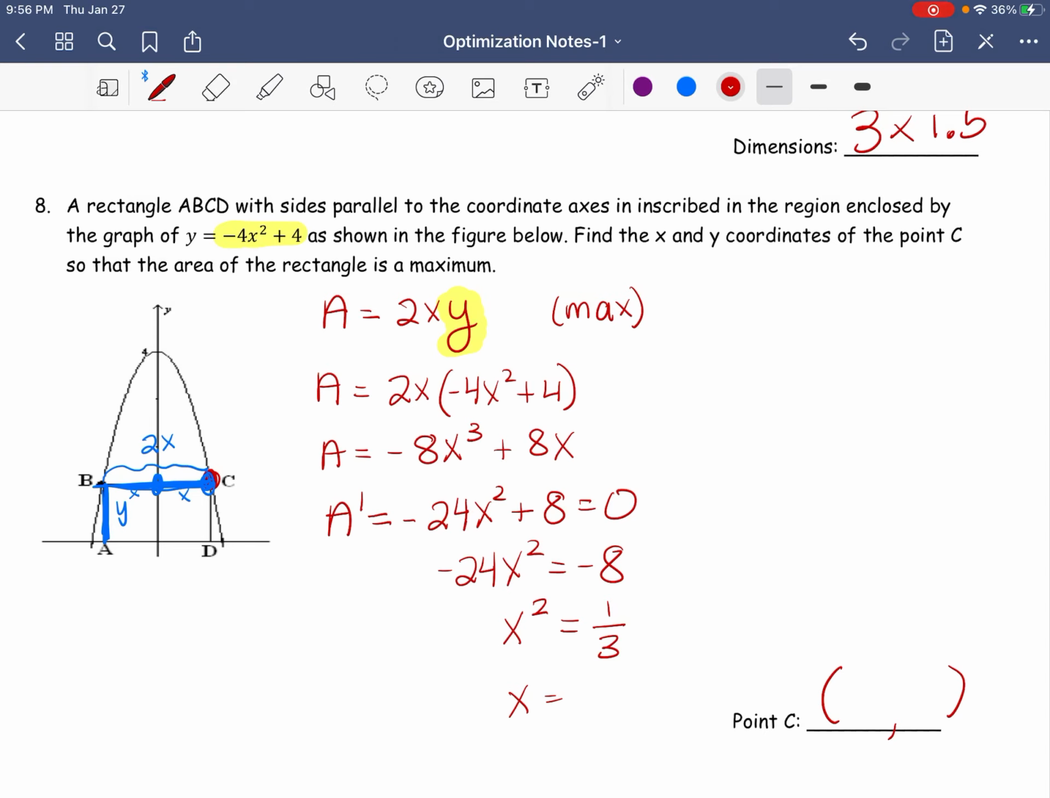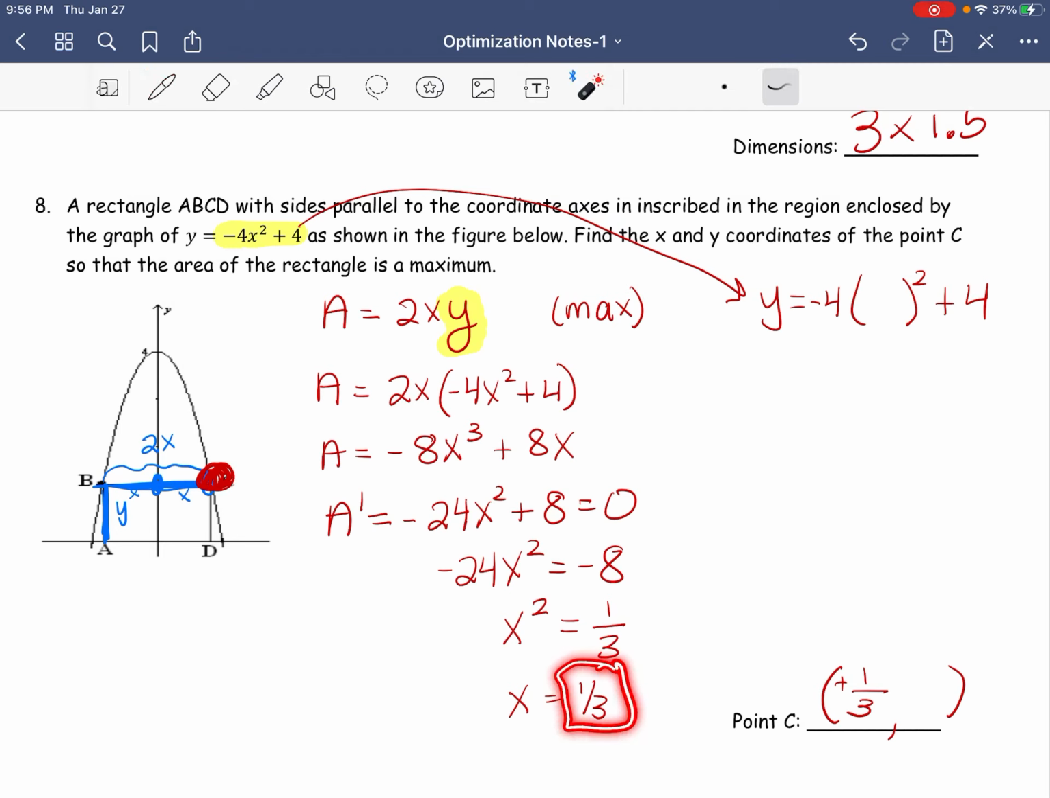Which one should we use? The positive, because remember what we're finding is this point C over here. So we're going to say the x coordinate is the square root of 1/3. My y coordinate, how are we going to find that? We're going to take this equation, y equals negative 4x squared plus 4, and for x, we're going to put in the square root of 1/3.